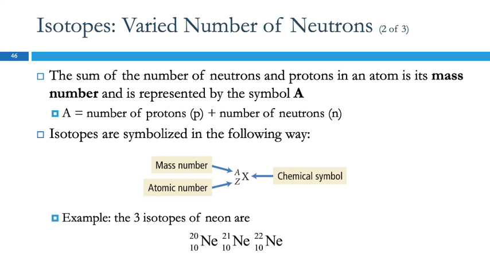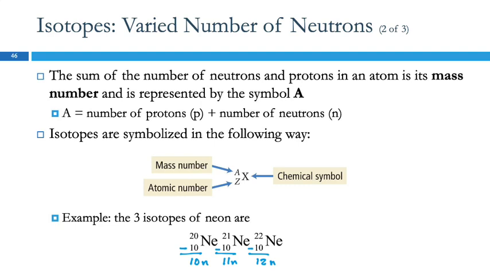I remember having a hard time remembering, does the 10 go on the bottom or on the top? So what helped me is I realized, how do we find the number of neutrons? We take the mass number and subtract the protons. So it's like these are stacked up just to make it easy for us. So this is the number of neutrons in each of these.